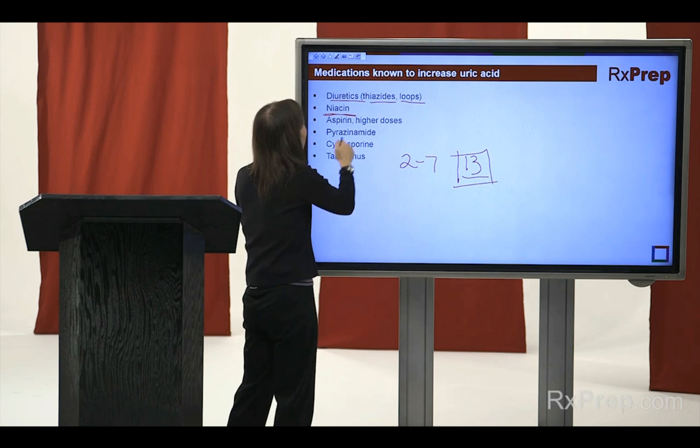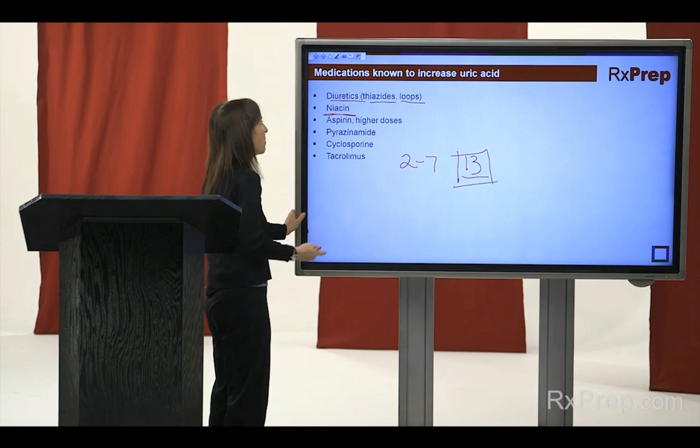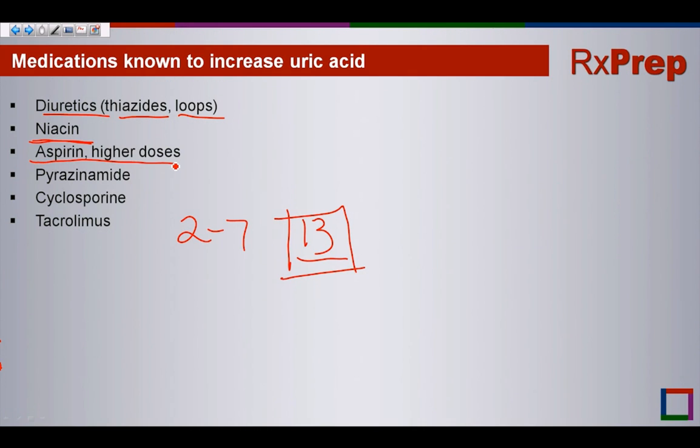Okay, so niacin, if they're on it and they haven't crystallized yet, maybe they could be using something else. Aspirin in higher doses, so get them on a different analgesic. Don't pick a salicylate, something else. Pyrazinamide, which if you're using it, you probably have to use it, so that would be a tuberculosis patient. Cyclosporin and tacrolimus, if you're using it, you have to use it, right? So you can't stop a transplant drug, for goodness sakes. This is not topical. This is systemic.